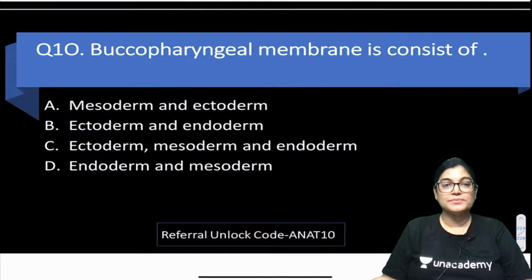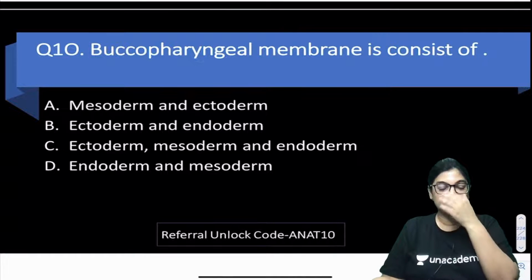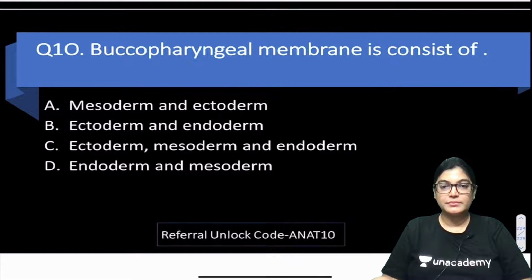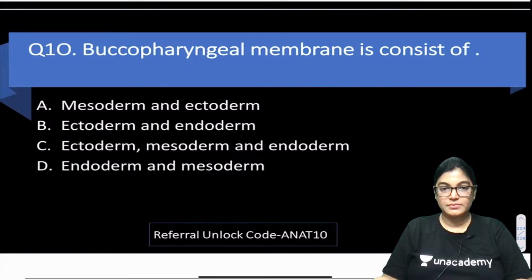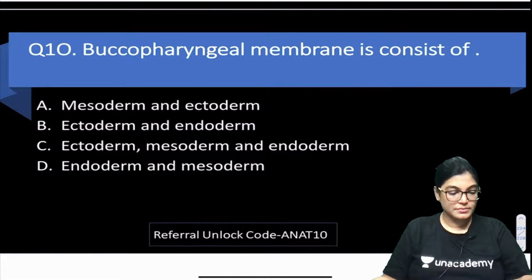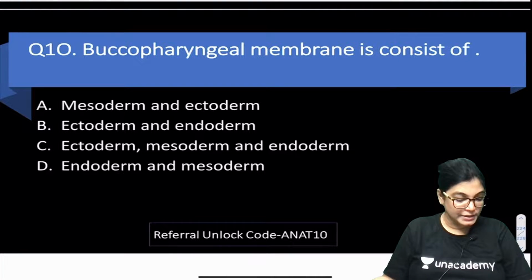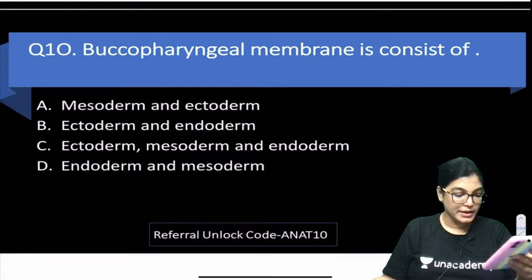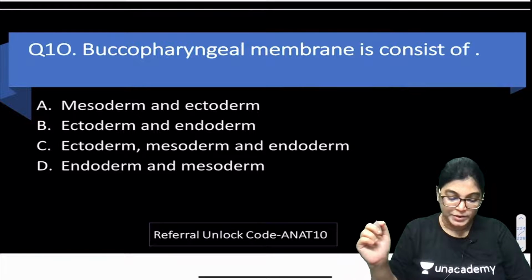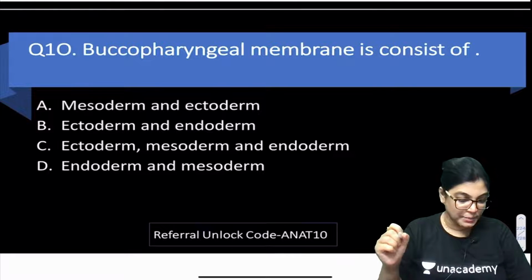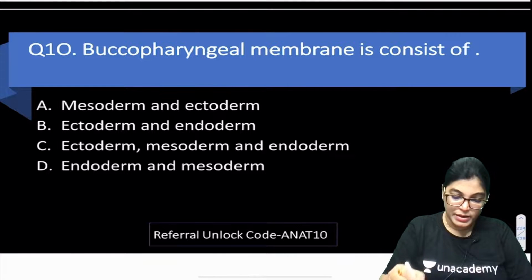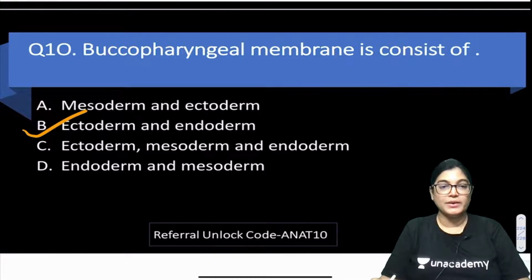Shrija, Sarans, yes. Question number 10. Ecto and endoderm, Sarans is telling. Okay. So yeah, ecto and endo. So yes, you are telling B. Okay. So B, ecto and endo.